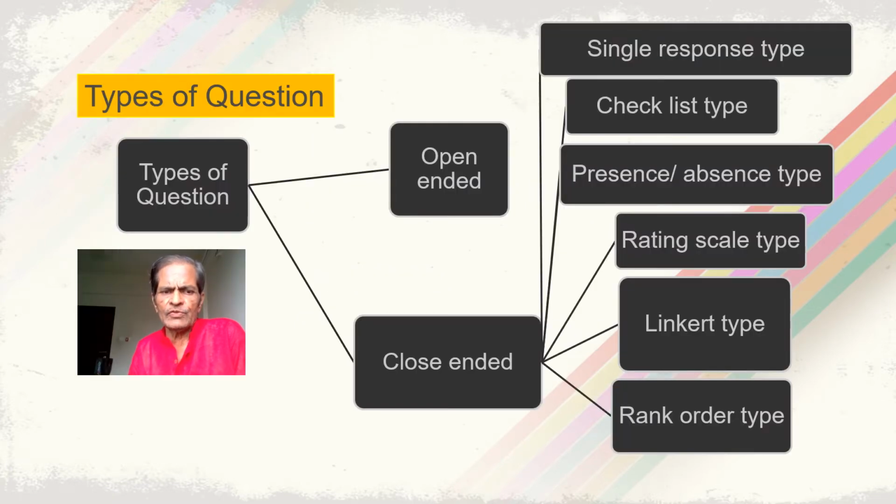This slide shows the different types of the questions. There are two broad categories. One is the open-ended question and the second is the close-ended questions. And there are different types of close-ended questions, that is the single response type, checklist type, the presence or absence type, the rating scale type, the Likert type, and the rank order type.